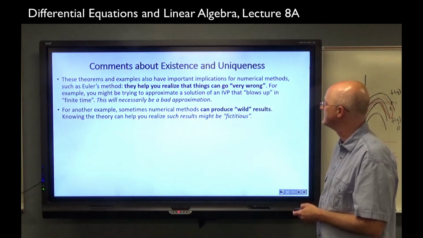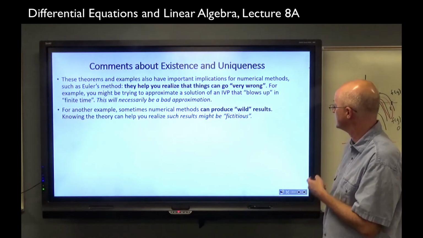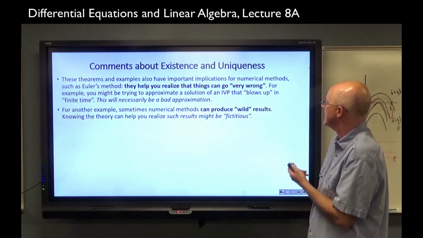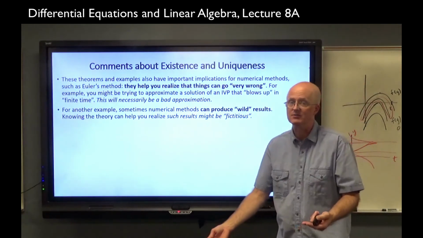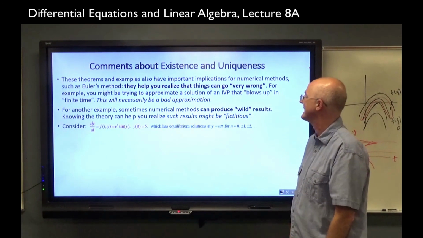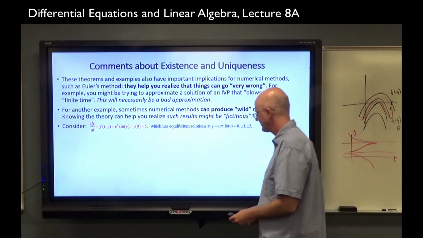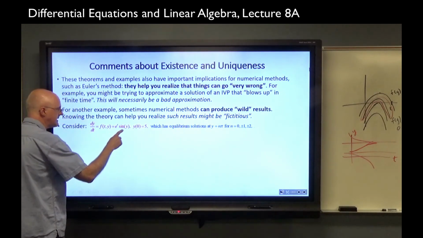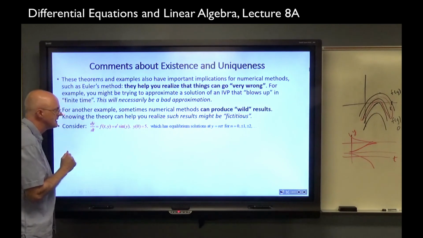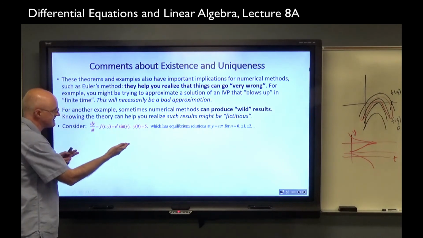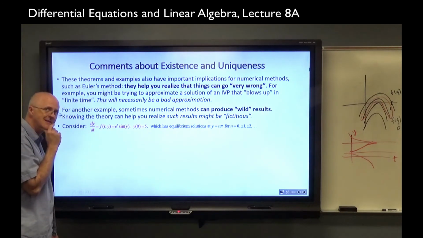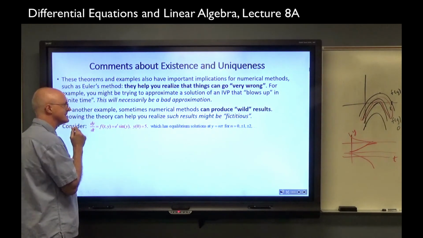There's another example. Sometimes numerical methods can produce wild, crazy looking results. Knowing the theory can help you realize that such results might be fictitious, false, incorrect. Consider this differential equation: dy/dt equals f of t, y, which is e to the t times sine of y, a mixed problem. It is separable. We could try to divide both sides by sine of y, multiply both sides by dt, and integrate to see if we could solve for y. A little bit of thought would reveal that would not be pleasant, but maybe doable in some sense.